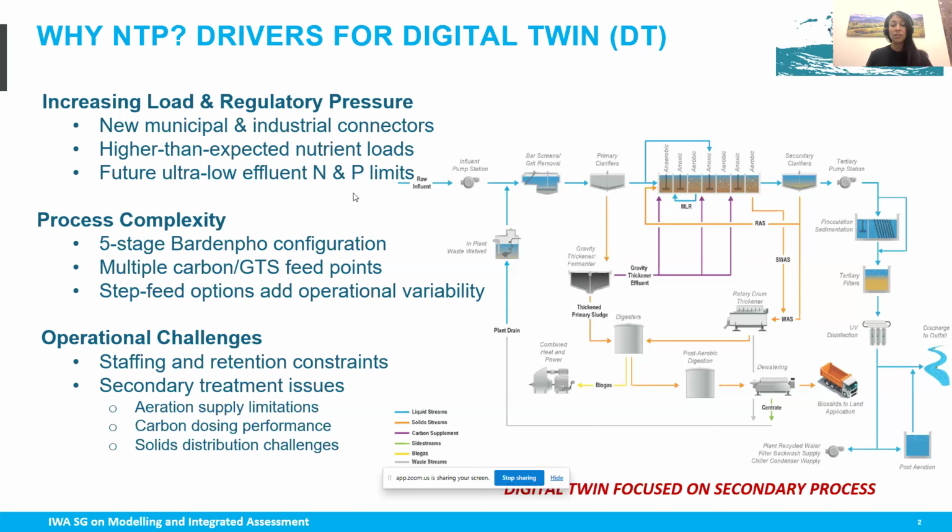The facility was also designed as a 5-stage Bardenpho with multiple carbon and gravity thickener supernatant feed points. So the facility has a lot of flexibility on treatment with step feed options. You can change your step feed ratios to try to optimize treatment and try to reduce your energy and chemical costs.